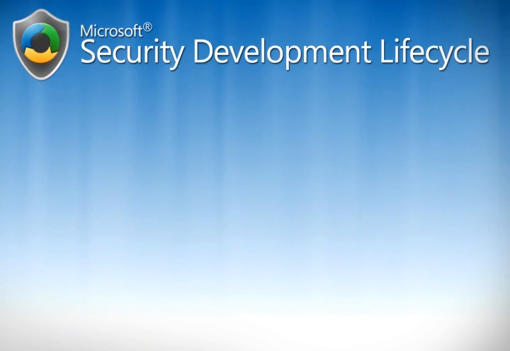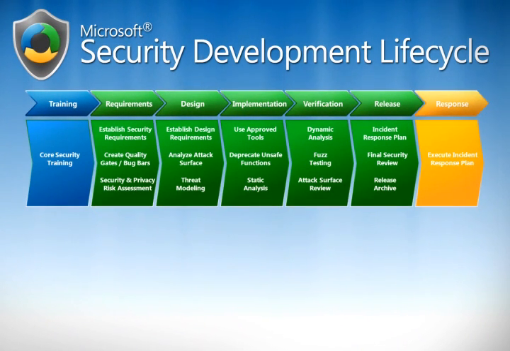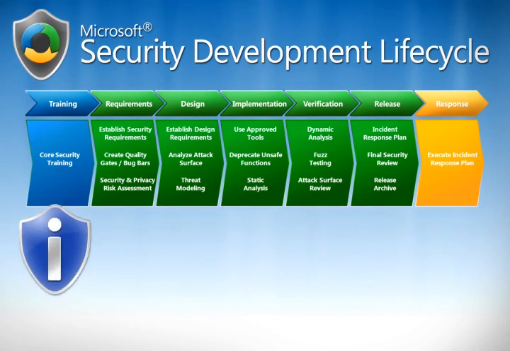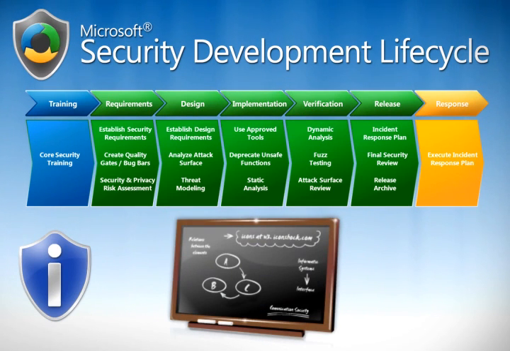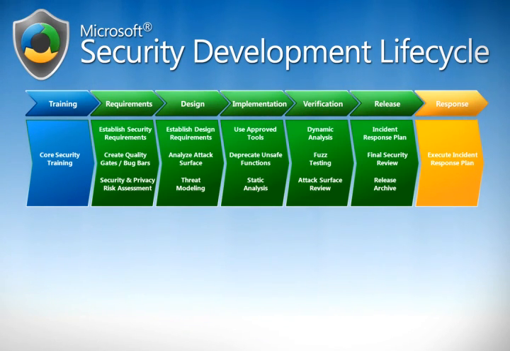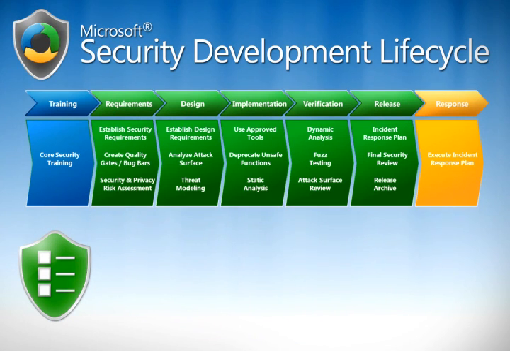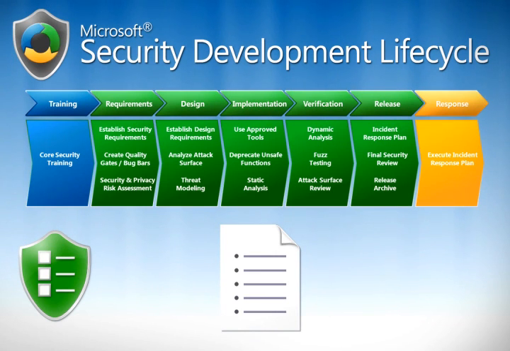So what is the SDL? The SDL is a set of processes and tools designed to minimize the number and potential impact of any security vulnerabilities in a software product. These processes and tools are used at every stage of the software development lifecycle, beginning with security training for all team members. During the requirements phase, the team will identify the key security objectives for the product, set the appropriate bug bars that define security and quality for the product lifecycle, and perform security and privacy risk assessments.